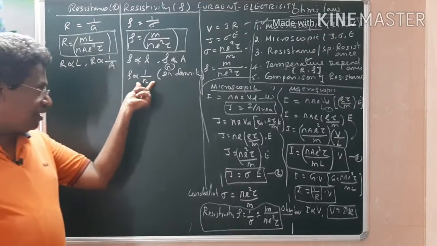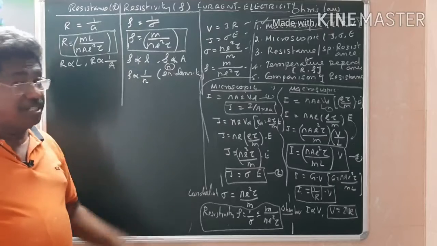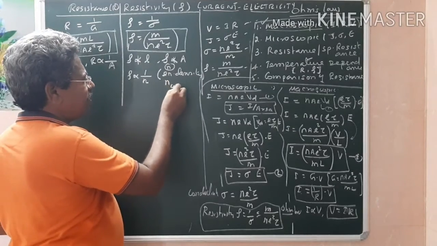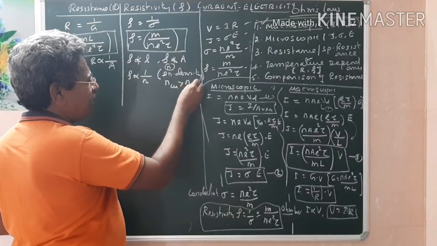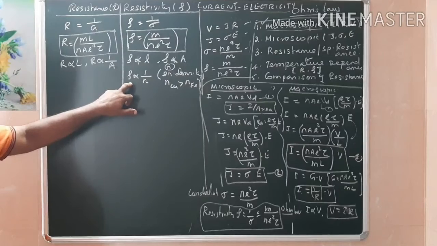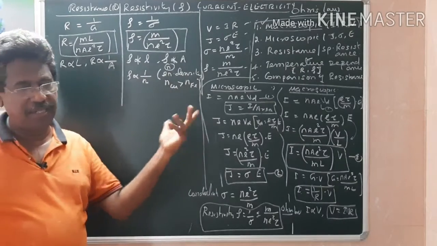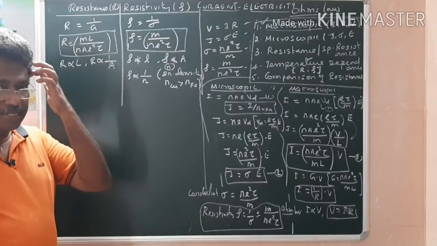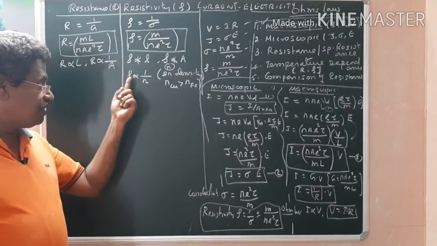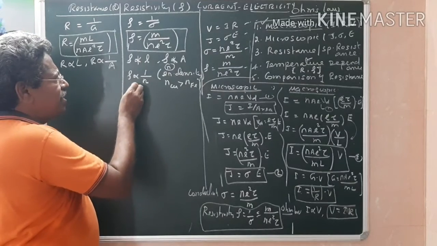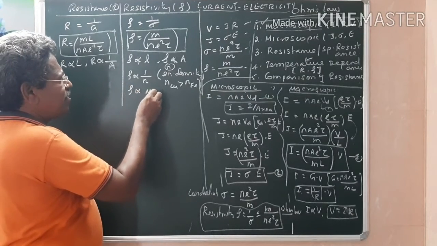That means when the electron density increases, resistivity decreases. For example, n of copper is greater than n of iron. Therefore, resistivity of copper will be lesser than resistivity of iron. Likewise, when the number of electrons increases, resistivity decreases. That means whenever the material changes, resistivity will also change. From which what we infer is resistivity depends upon the nature of the material.